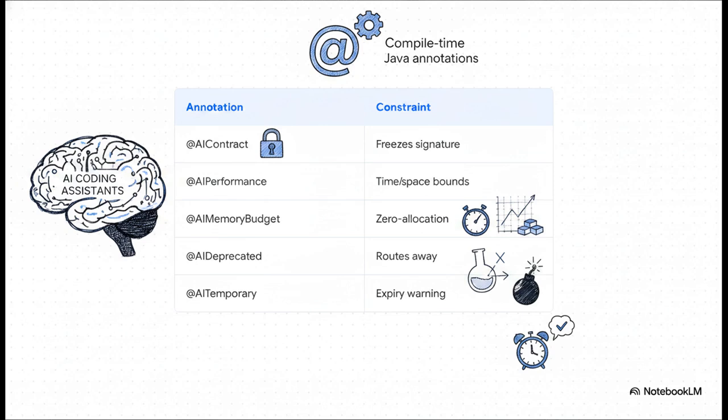For routing, @AI Deprecated actively tells the AI to migrate callers away. @AI Sunset acts as an ultra-strict block on any new references, and @AI Temporary triggers compile time warnings when a hotfix passes its expiration date.